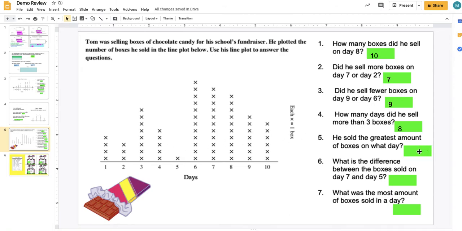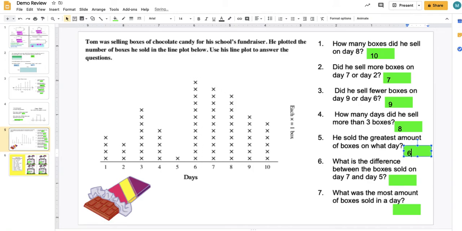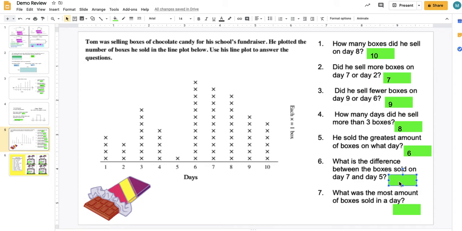He sold the greatest amount of boxes on what day? We could see day 6 is the tallest. What is the difference between the boxes sold on day 7 and 5? 1, 2, 3, 4, 5, 6, 7, 8, 9, 10, 11 on day 7. And day 5 looks like it's only 1. So 11 minus 1 should give me 10.